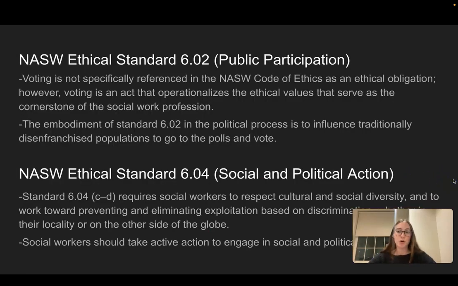So how does this have to do with the NASW ethical standards? There are 2 standards that touch on this topic. Standard 602 regards public participation, and that's the idea that disenfranchised populations should go to the polls and vote. So that's saying that these people who are minorities should be encouraged to vote and should have equal access to voting. And then 604 is social and political action, and that is encouraging social workers to take action to ensure that nobody is discriminated against.